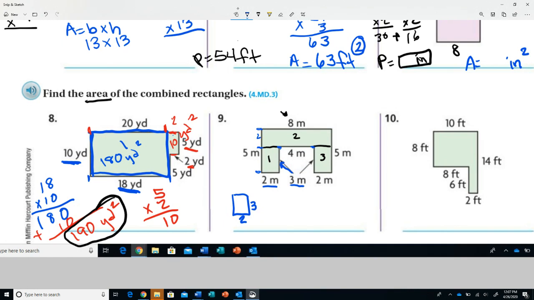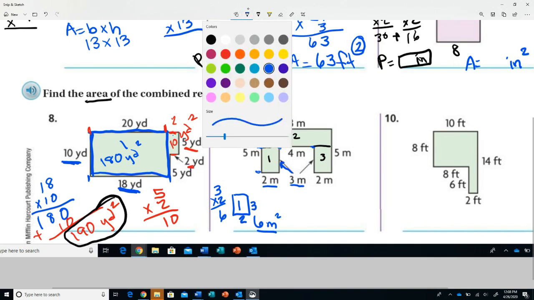So for this small part, I'm going to use this inside 3 and this bottom here for 2, and that is going to give me 6 meters squared, because what I do here is 3 times 2, and that is 6. So rectangle 1, 6 meters squared. Rectangle 2, let's switch it to red.